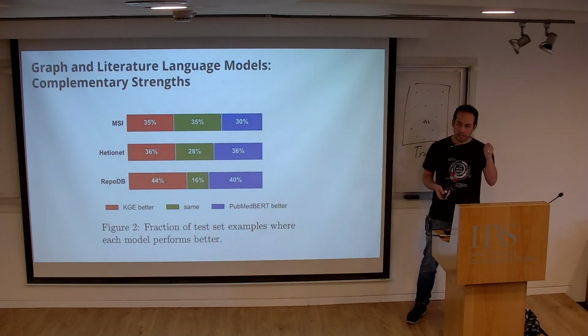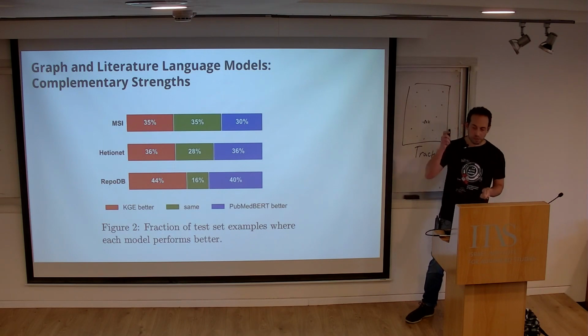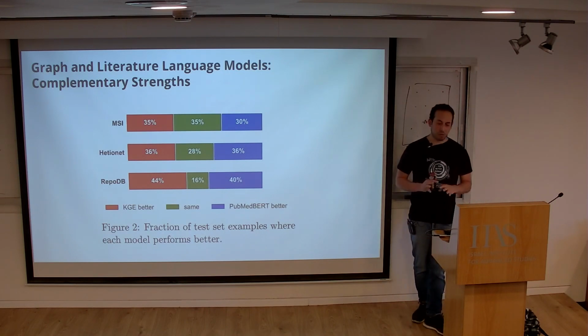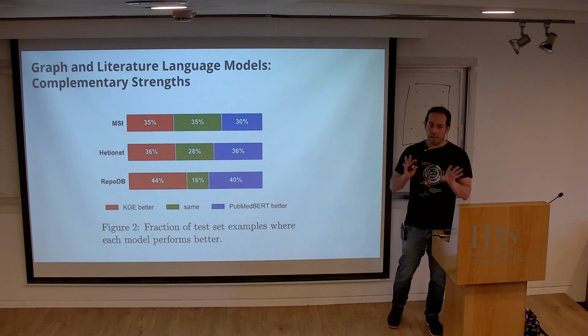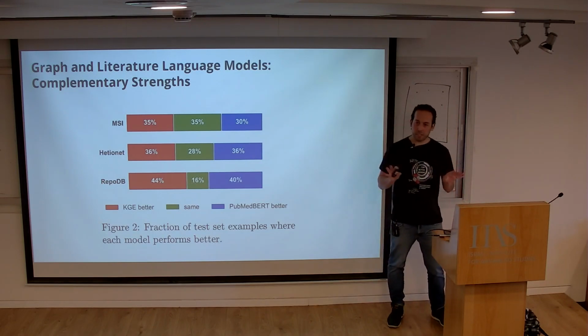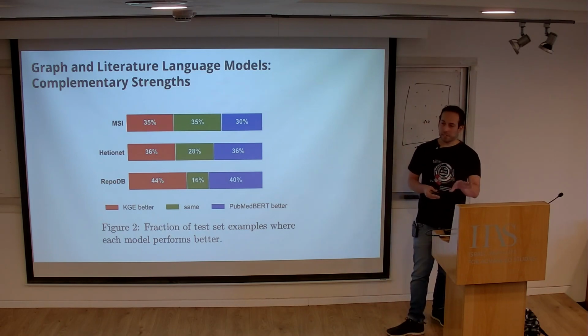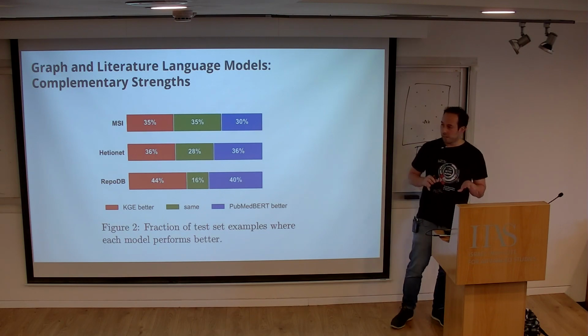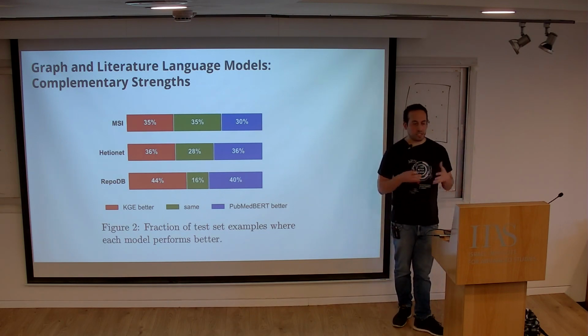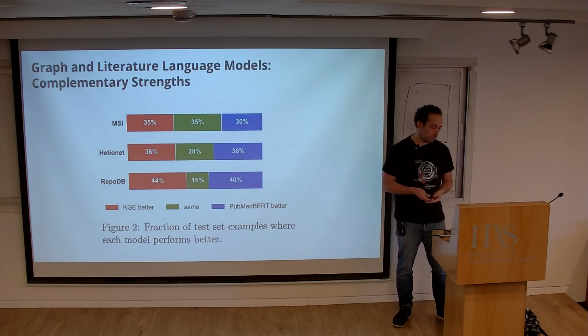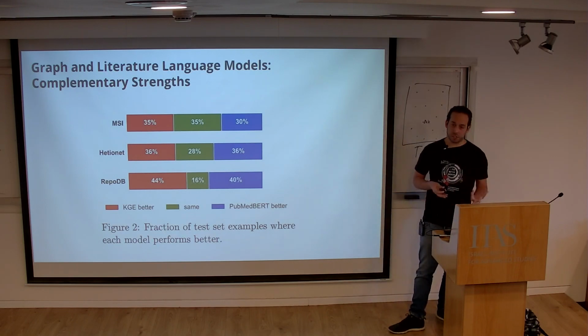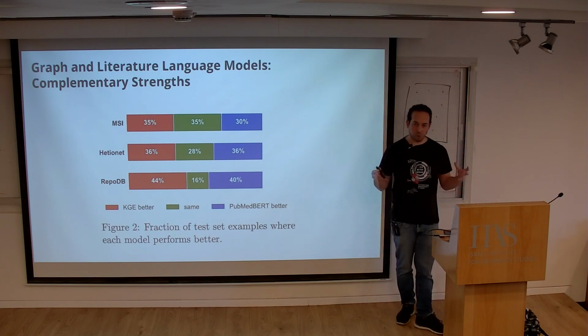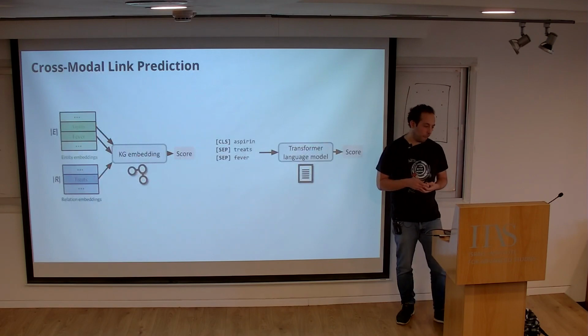So we study the ability of these language models and of the graph-based models, and across the 3 knowledge bases that we use, we see that they perform differently on different subsets of the data. On some subsets, the graph-based, structure-based approach does better. On other subsets, the text or language-based approach does better. So this suggests that they may have complementary strengths, and we may want to explore combining these 2 different modalities. So that's what we do.